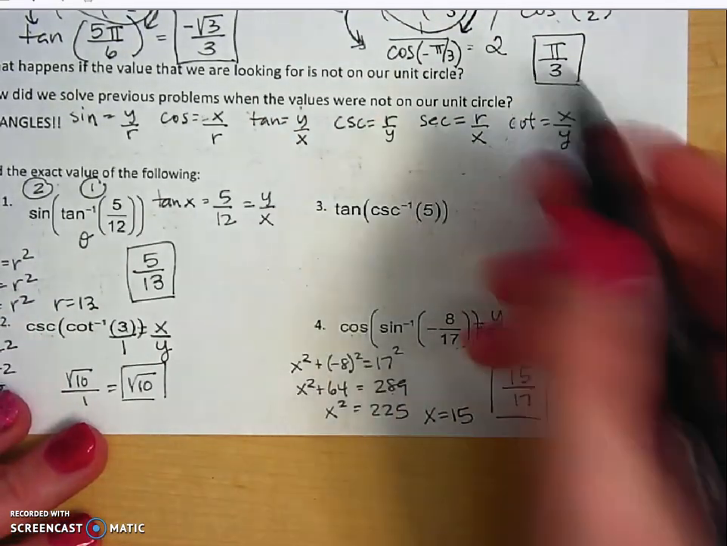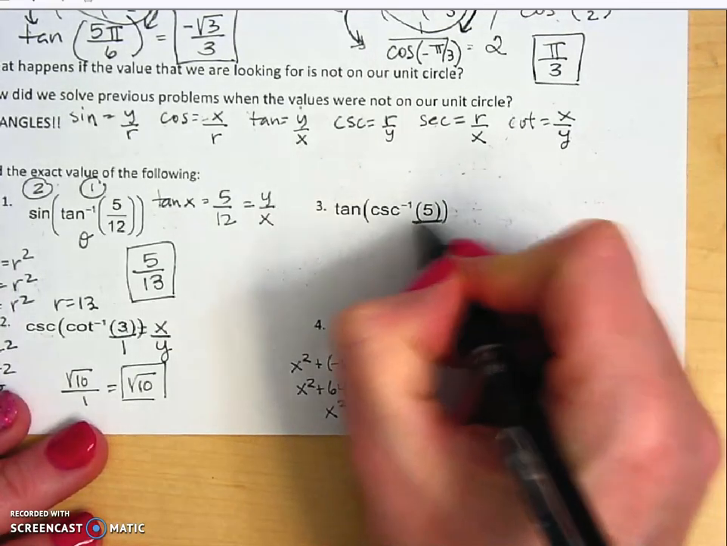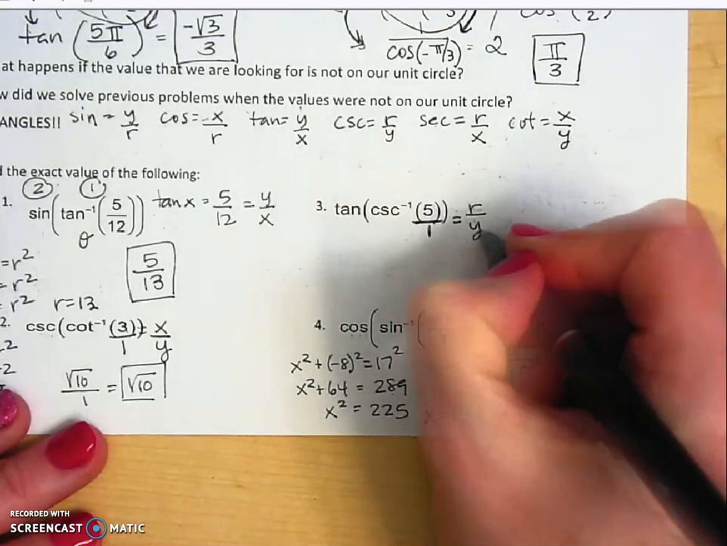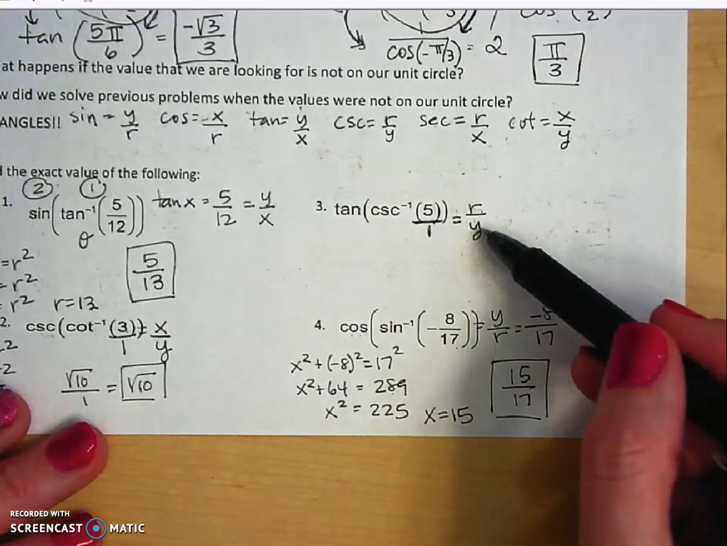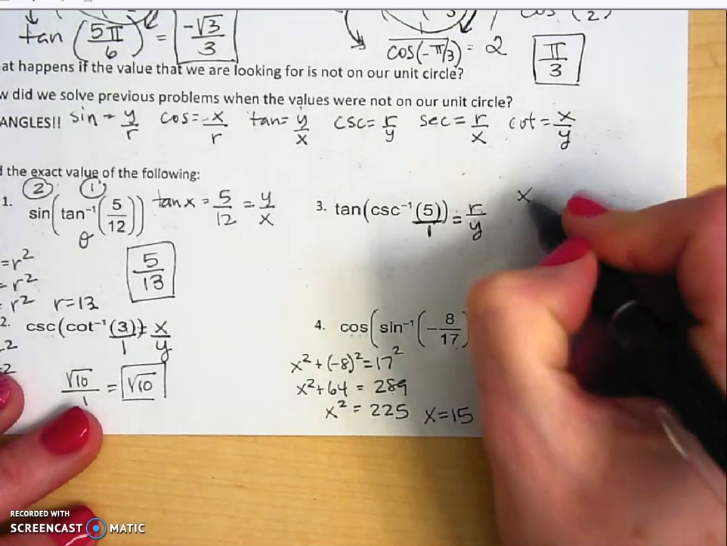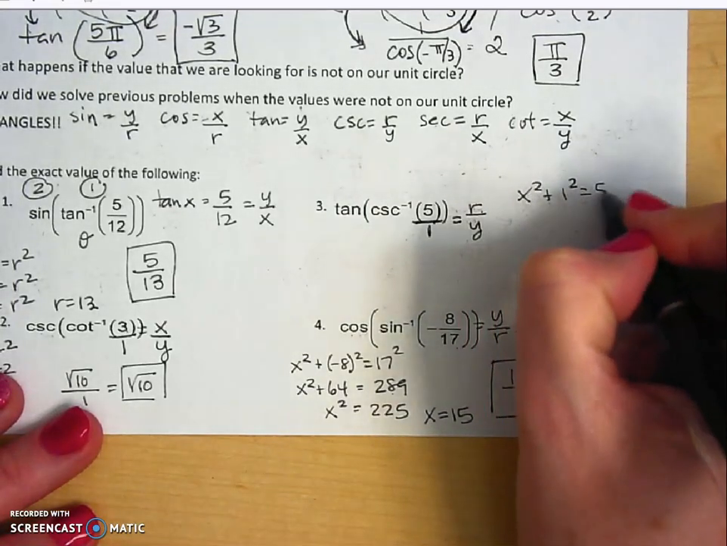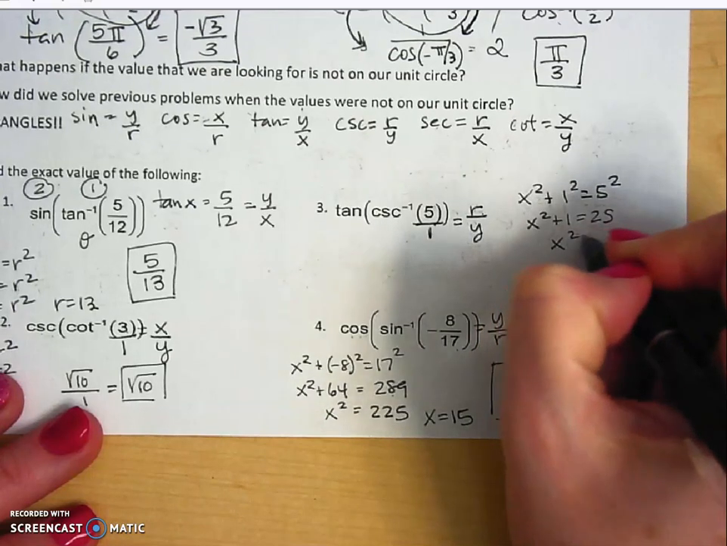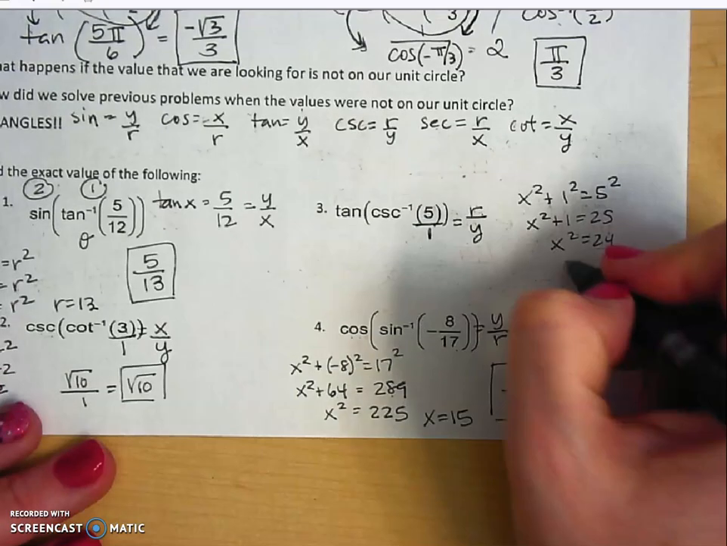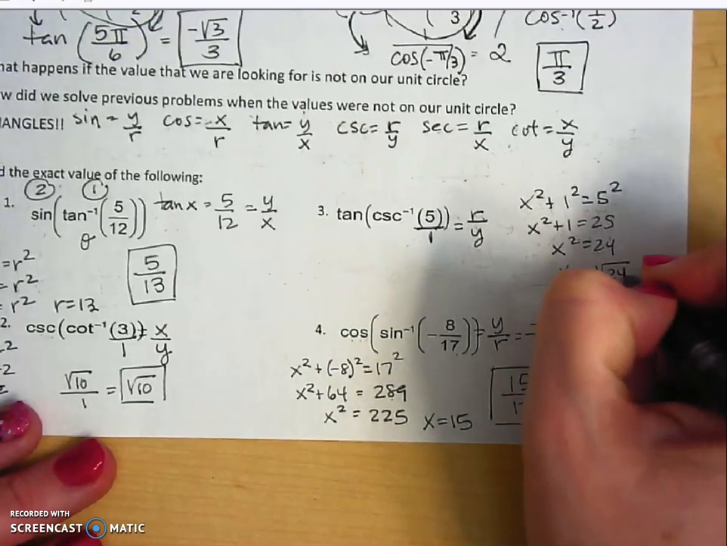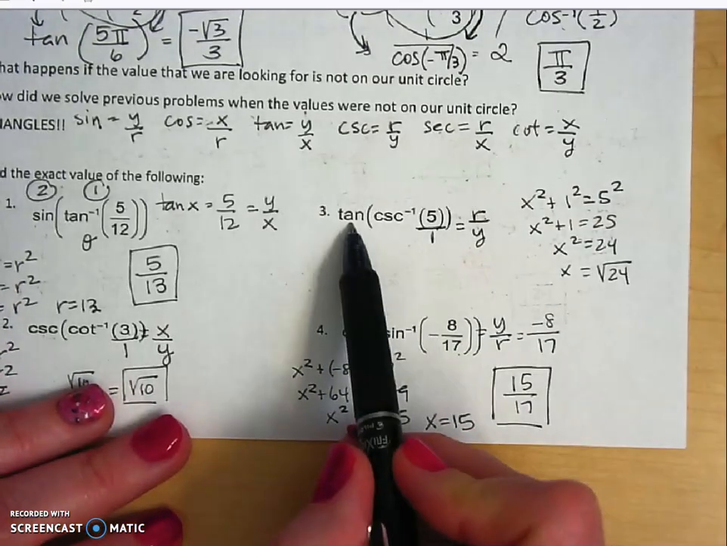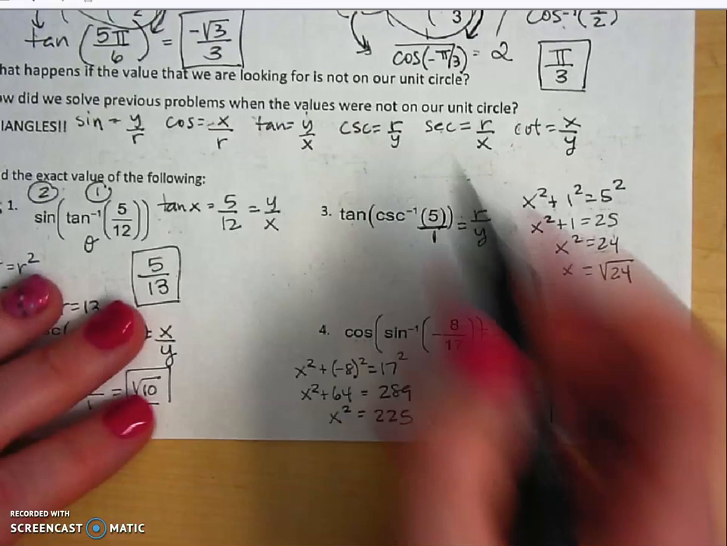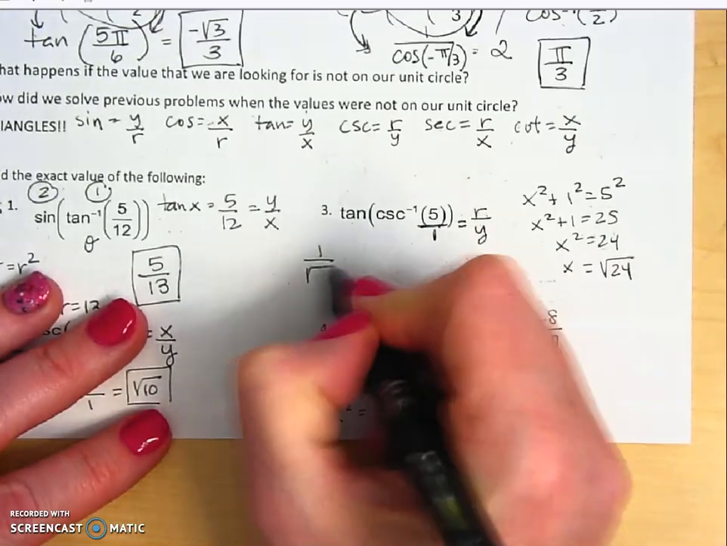Okay, and now you pause the video again and try number 3. All right, so on 3 we have 5 over 1, and the cosecant ratio is r over y. So that gives me my r value and my y value. I need to solve for x. So x squared plus 1 squared equals 5 squared. X squared plus 1 equals 25. X squared equals 24. Square root both sides, x equals square root of 24. And then the tangent ratio is y over x. I know that y is 1, that x is rad 24. So 1 over rad 24.